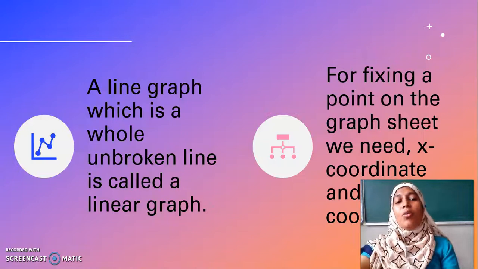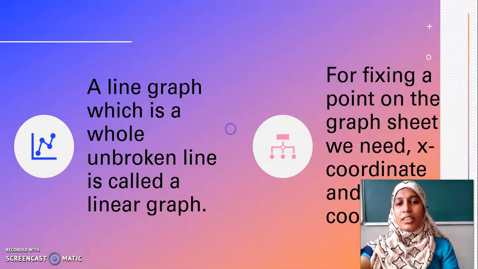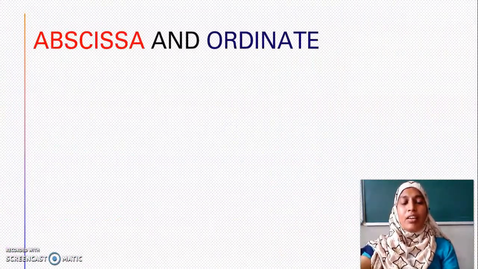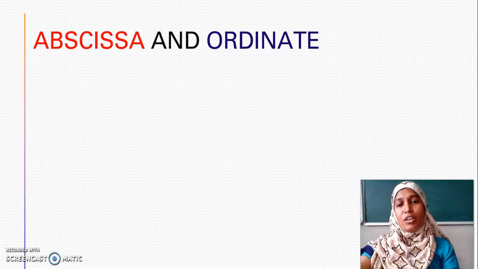And today, the new words that we are going to learn in this chapter are abscissa and ordinate. What is it? Abscissa and ordinate. Dear children, don't search for these words in your book. It is not in your book, but I felt you will be happy to learn something new that is not in your book and which is of higher classes. Isn't it? Okay. What is abscissa?